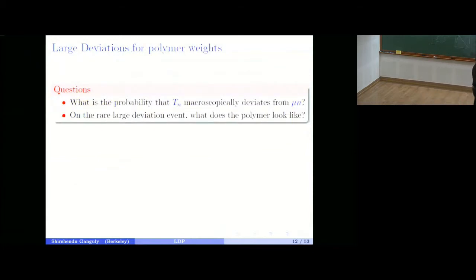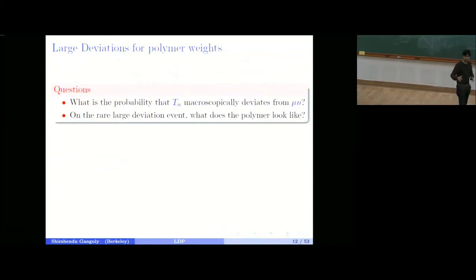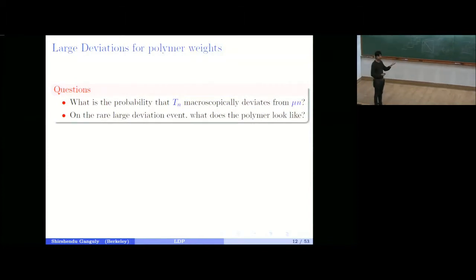But in this talk we will talk about very large deviations. The typical fluctuation is of order n to the 1/3, but now we will talk about settings where the polymer weight macroscopically deviates from its typical value. In the Poissonian case, the typical value is 2n plus something which is n to the 1/3. Here we will talk about settings where the polymer weight is either 3n or n, so either way, but macroscopically deviating from the typical value.